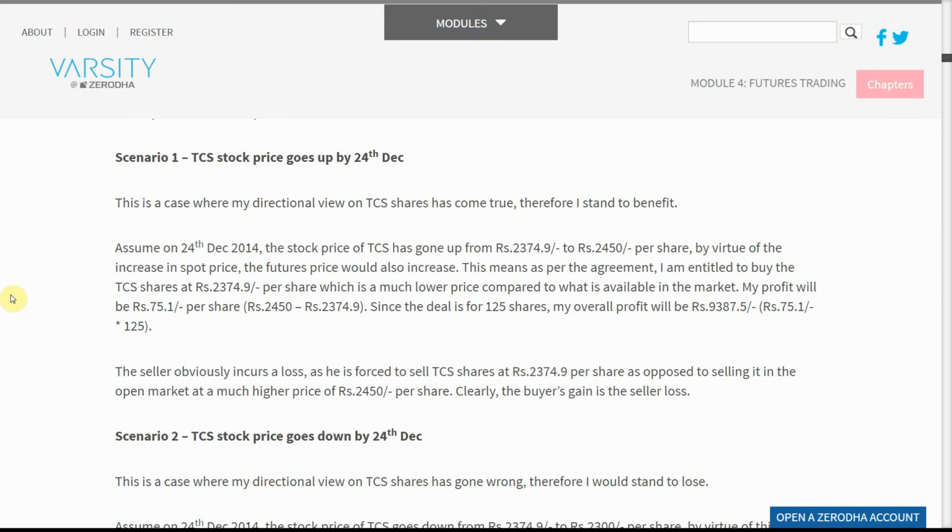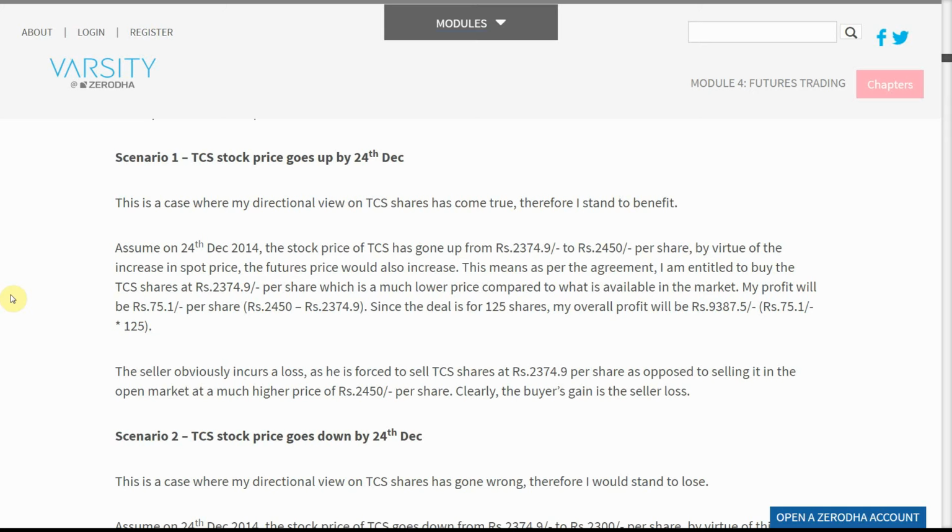Scenario 1. TCS stock price goes up by the 24th of December. This is a case where my directional view on TCS shares has come true. Therefore I stand to benefit. Assume on the 24th of December 2014, the stock price of TCS has gone up from 2,374 rupees and 90 paise per share to 2,450 rupees per share. By virtue of the increase in spot price, the futures price would also increase.